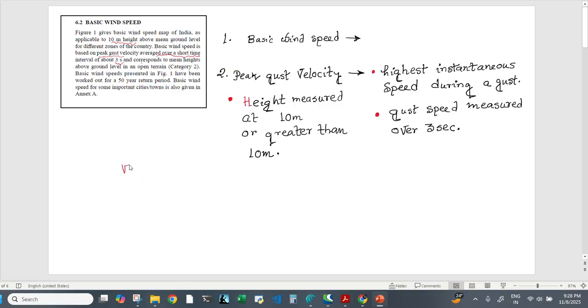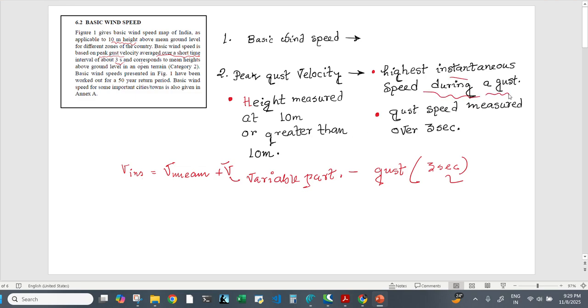We have earlier discussed that V instantaneous is equal to V mean plus V bar. This is the variable part, and this variable part is called gust. For design calculation, we take the average of 3 seconds of fluctuation of wind speed. The peak gust velocity is the highest instantaneous speed during a gust.